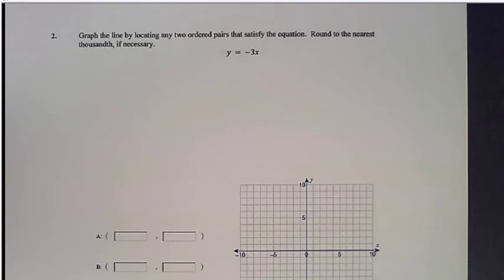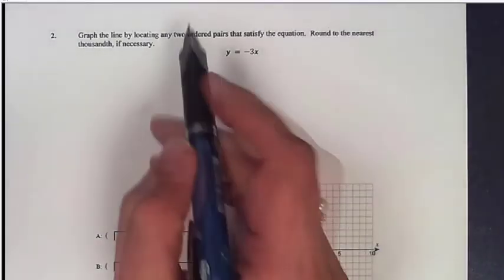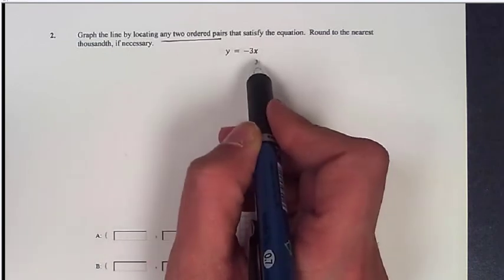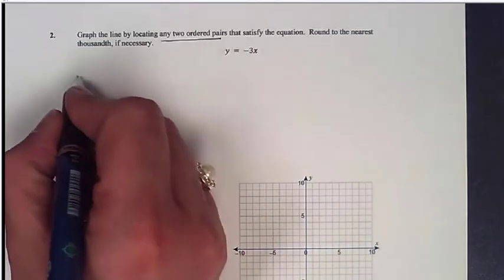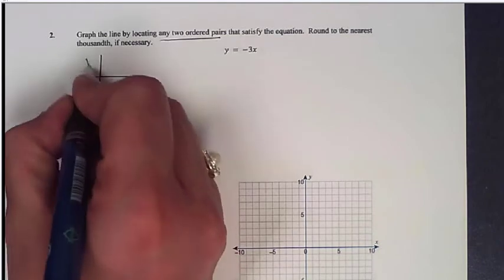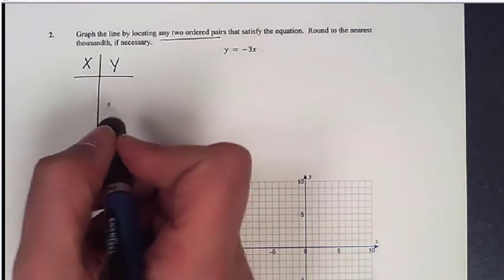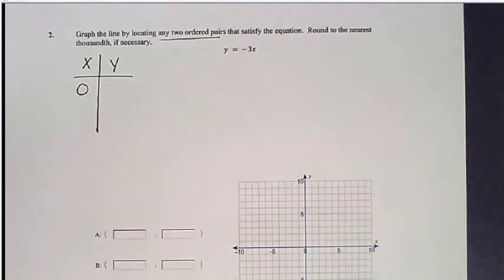Okay, so for our second problem, again, we're graphing a line by finding any 2 ordered pairs. We've got our equation here of y equals negative 3x. So again, I'm just going to do my x and y. And again, I'm just going to choose 2 points. I'm going to do 0 because, again, I really like the number 0.